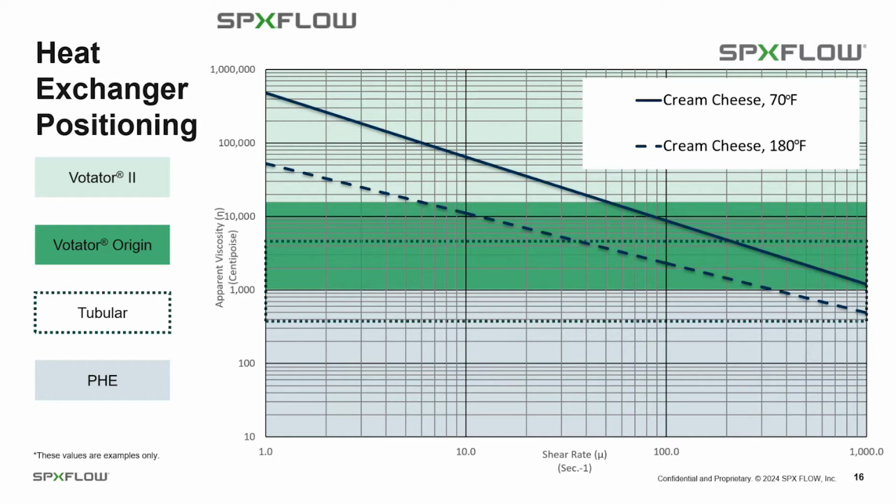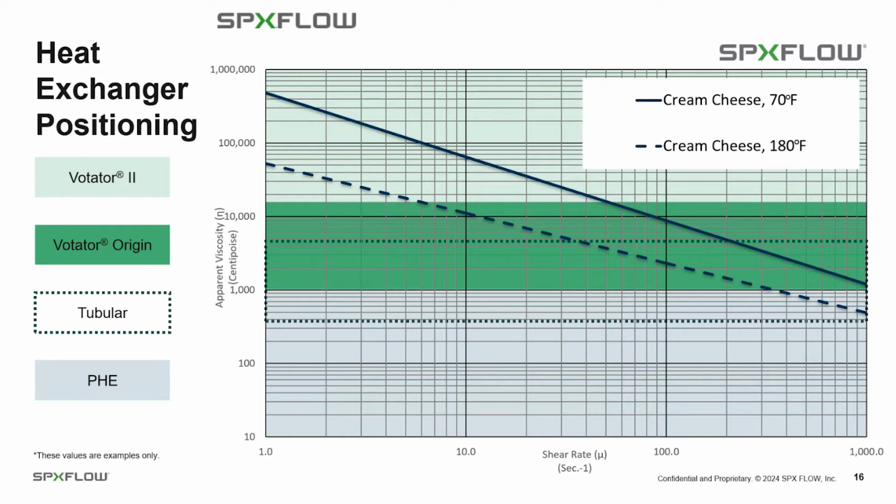And without looking at a specific process, a quick check that I like to do is looking between the shear rates of 10 and 100 per second. This is pretty typical for a processing system. So it's a good quick check just to see what heat exchanger might be appropriate for the application. But as you can see, when cream cheese is cooler, a Votator II might be required because you can see that lighter green at the top of the screen with that solid line. And then at different warmer temperatures, a Votator Origin could be just as sufficient and a little bit more cost effective.